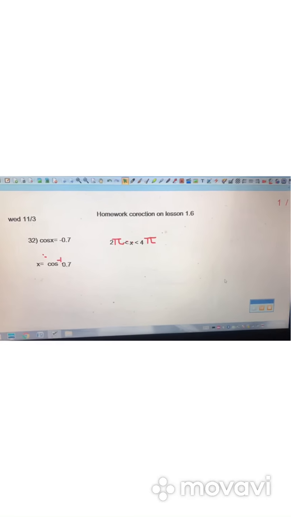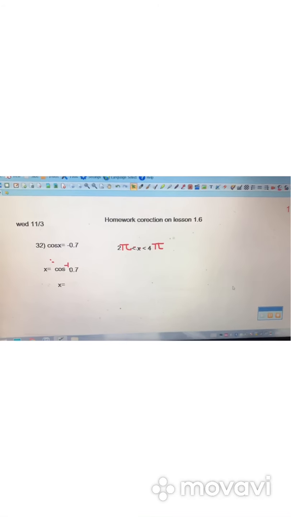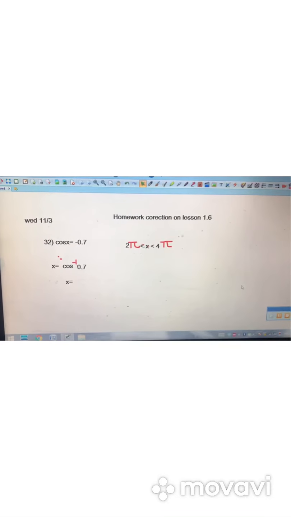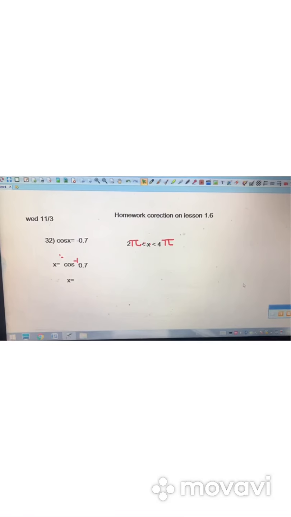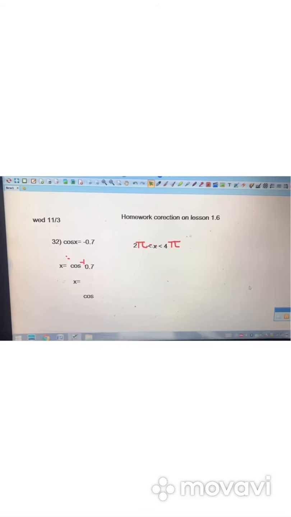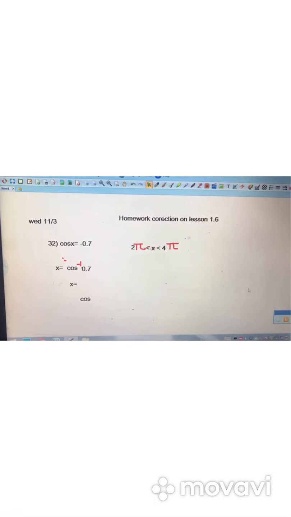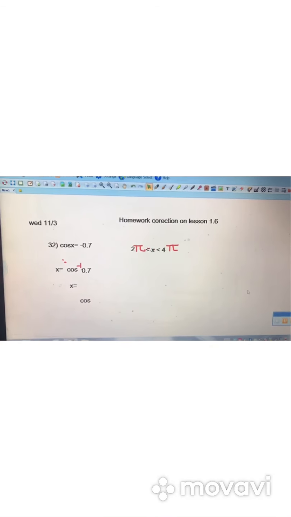Our lesson today is homework correction on lesson 1.6. This is question 32: cosine x is equal to negative 0.7, and as you can see, the interval is between 2 pi and 4 pi. The first step, I will find x equals cosine inverse of 0.7. I will ignore the negative sign and find the answer in the first quadrant.